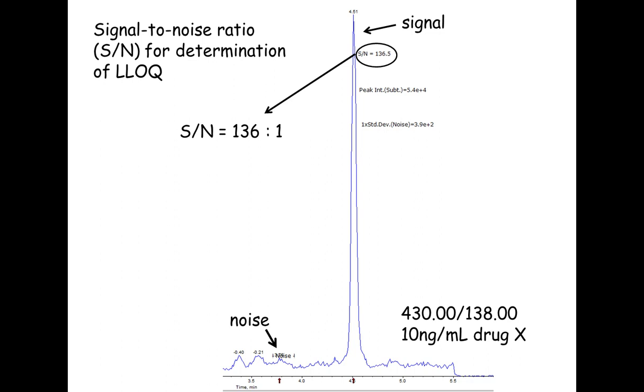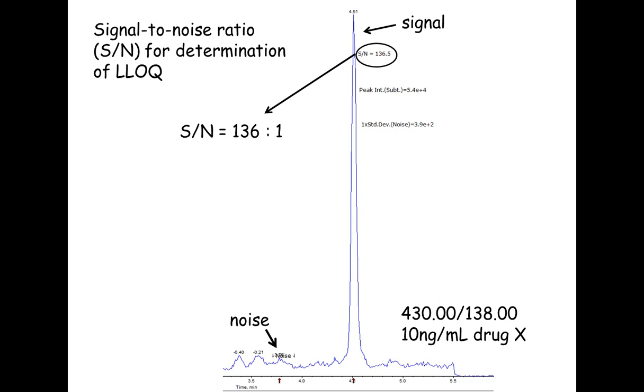So for this sample of drug X at 10 nanograms per mil, the signal to noise ratio was 136 to 1. So as we mentioned earlier, the minimum signal to noise ratio that you're hoping to achieve for your lower limit of quantitation sample would be 20 to 1. So obviously we would know that we could go to a lower concentration for a lower limit of quantitation here.